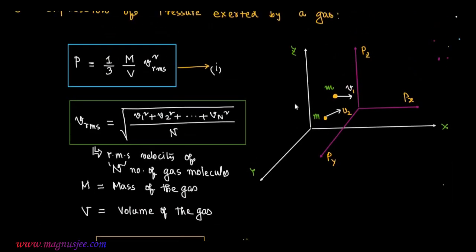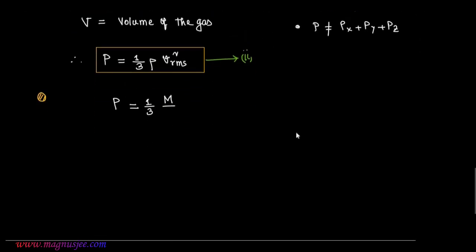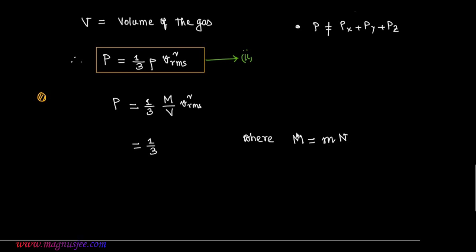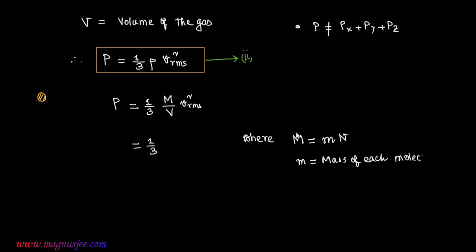We can write down the expression of pressure exerted by a gas, and we can assume that the pressure exerted by the gas along the x-axis, y-axis and z-axis will be equal, and that can be assumed as P. Here P is not equal to Px plus Py plus Pz, but P is equal to Px is equal to Py is equal to Pz. So the pressure exerted by the gas has the expression 1/3 M Vrms square, where M is small m into capital N. Small m is the mass of each molecule, and capital N is the total number of gas molecules.